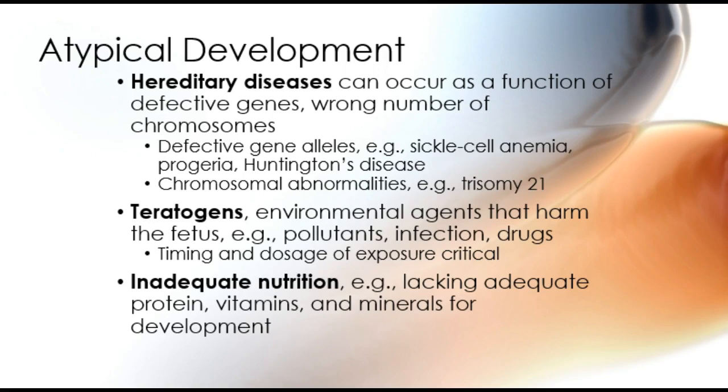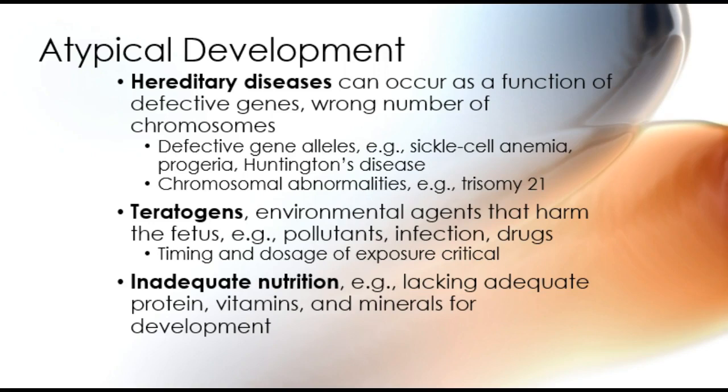Okay, so when we look at hereditary diseases, they can occur as a function of a defective gene or a wrong number of chromosomes. Some disorders caused by dominant defective alleles don't kill their victims in childhood, but they can be passed on from one generation to another. When one parent has the disease, each child has a 50% chance of inheriting the dominant defective gene from the parent. Some of these disorders are mild in their effects, like farsightedness, for example.